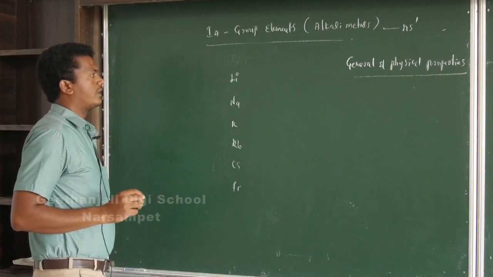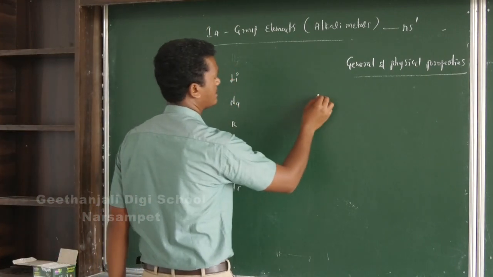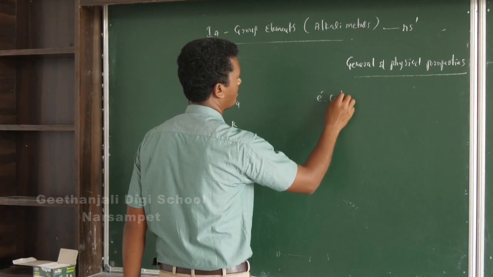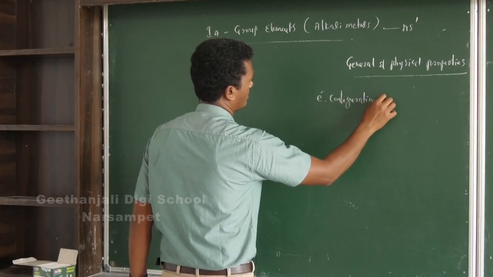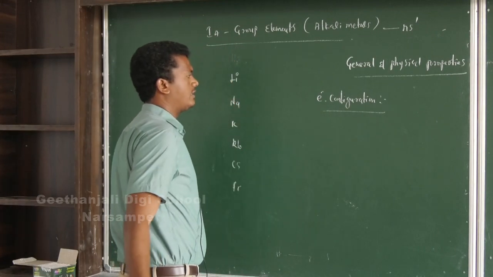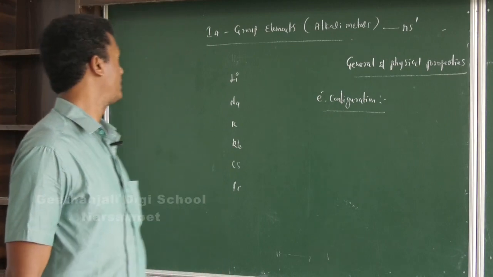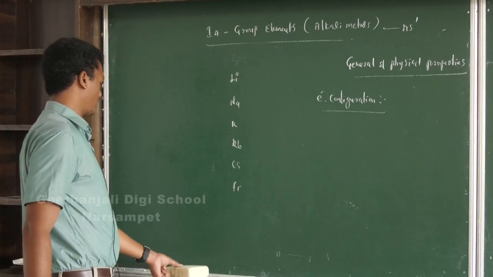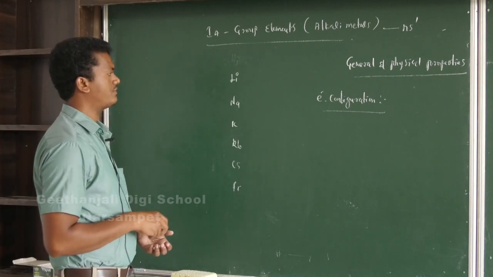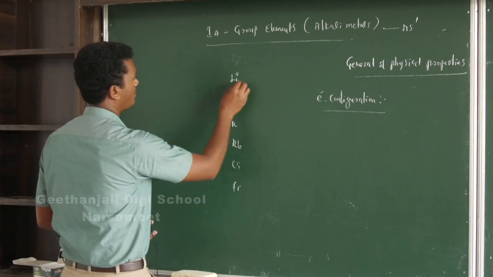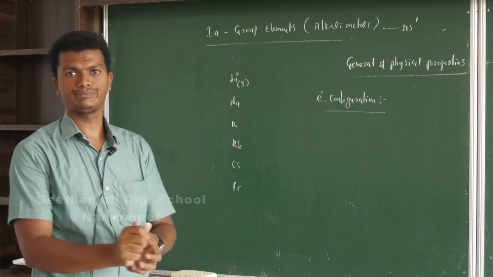Here I will start the properties of these alkali metals from their electronic configuration, because the total properties of all these elements will be based on electronic configuration only. That's why it is a very important property. If we want to know about the electronic configuration of first A group elements, we need to write their atomic numbers. The atomic number of lithium is 3.